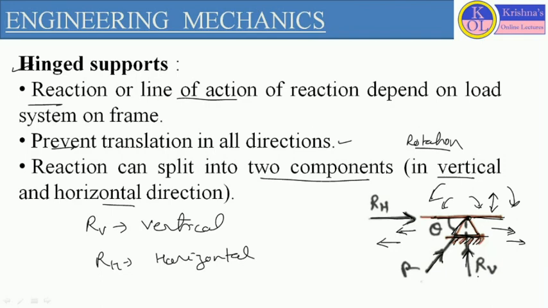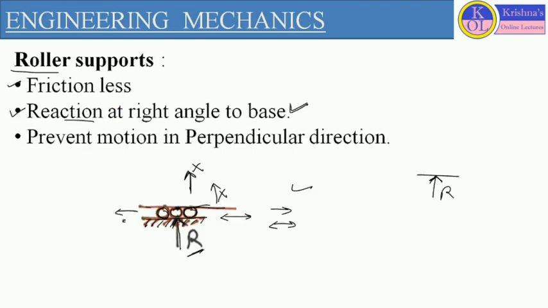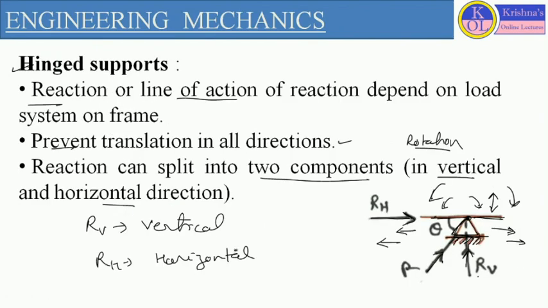So what is the difference between hinge support and roller support? The main difference which you have to remember when you solve problems related to trusses or frames, or if you are doing force analysis of trusses and frames, is that if a roller support is given, in that case you have to consider only the perpendicular reaction, perpendicular to the surface. But if a hinge support is given, you have to consider the vertical reaction as well as the horizontal reaction.